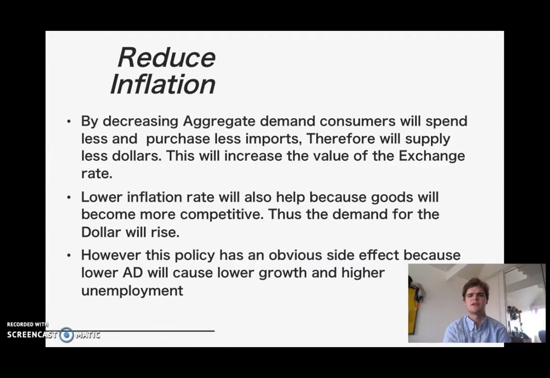By decreasing aggregate demand, consumers will spend less and purchase fewer imports. Therefore, the money supply will be less. This will increase the value of the exchange rate. A lower inflation rate will also help because goods will become more competitive, thus the demand for the dollar will rise. However, this policy has an obvious side effect because lower aggregate demand will cause lower growth and higher unemployment.